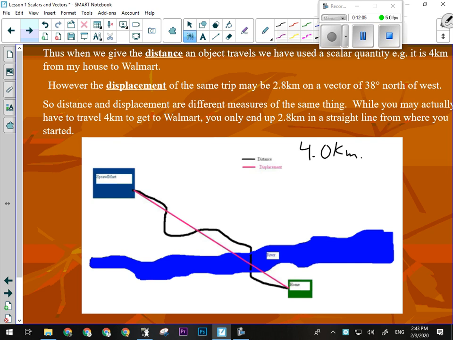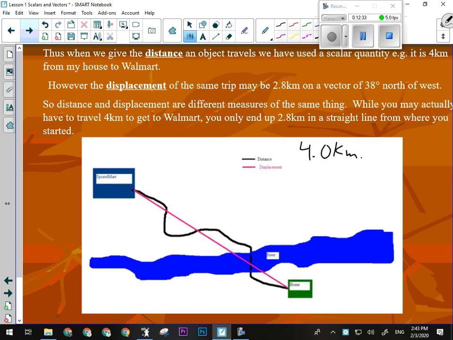So let's say that when I get here, I'm actually 2.8 kilometers from my house, 38 degrees north of west. So that's the magnitude and the direction. So Walmart would be 38 degrees north of west from my house, 2.8 kilometers. So that's my displacement. Everybody okay with those two measurements?